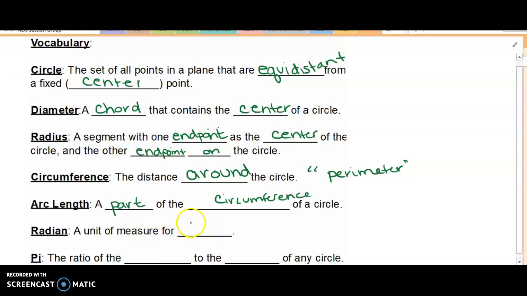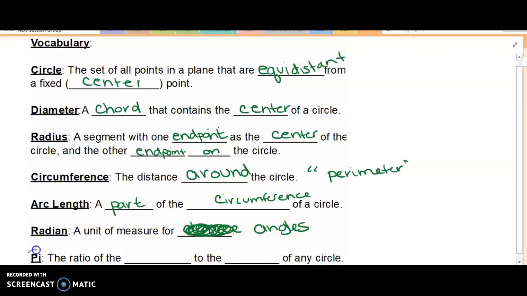Radian is just a unit of measure, kind of like temperature, where we have several ways we can measure. For angles, we've been using degrees, but we're going to show you how to convert degrees into radians. So radians are a unit of measure for angles.